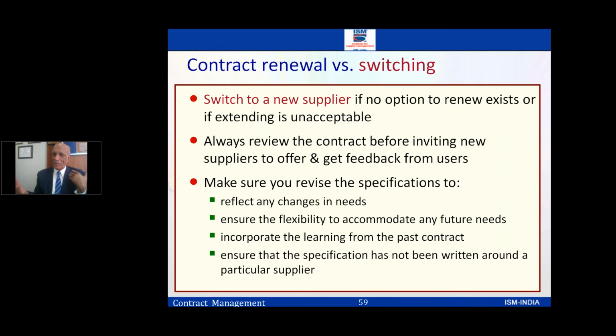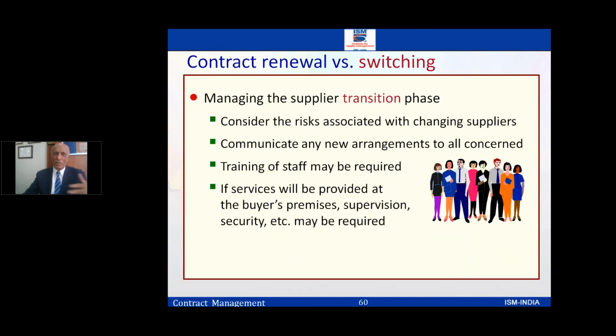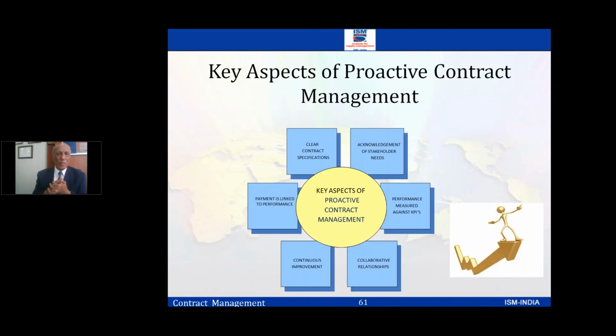Incorporate the learning from past contracts. Ensure that the specs have not been written around a particular supplier. We do not cut and paste the specification of a particular supplier. Now you're giving a contract to another one, but you've taken the specs from the previous supplier. Basically, you've done a cut and paste. So that is what could happen around contract renewals versus switching. But lastly, I would like to touch on the key aspects of the proactive contract.